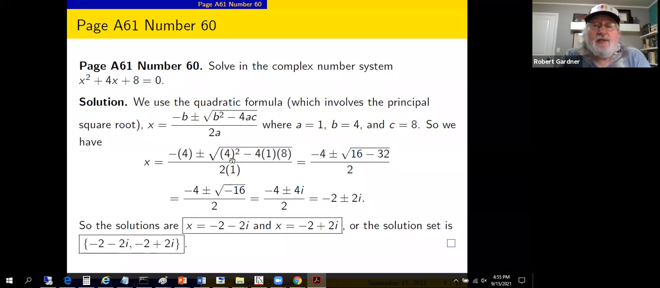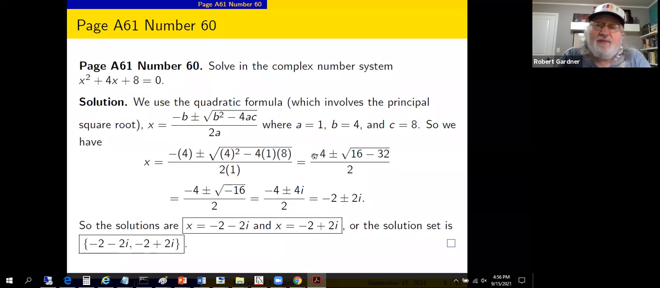Let's see, 4 squared is 16. 4 times 8 is 32. It's subtracted. We get 16 minus 32 under the square root. In the past, I would have said, uh-oh, we got the square root of a negative. There are no real solutions. Well, that's true still. There are no real solutions. But this time, we get to talk about complex solutions.